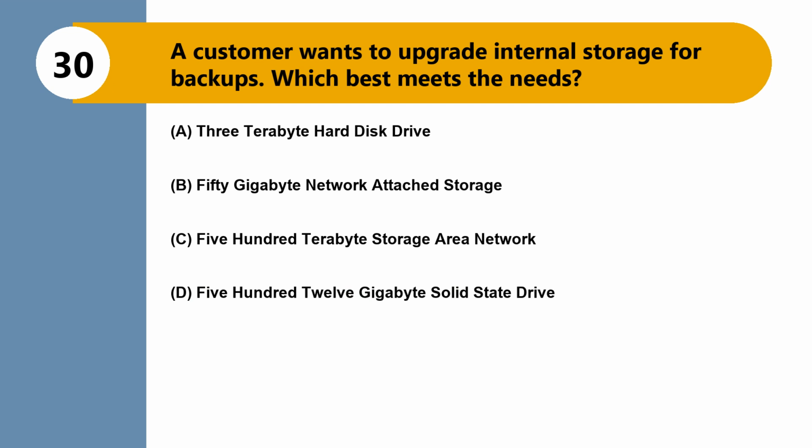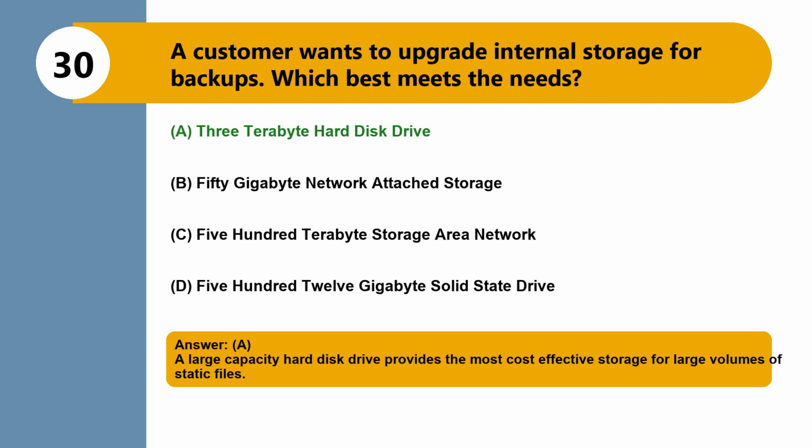Question 30. A customer wants to upgrade internal storage for backups. Which best meets the needs? Option A, 3 TB hard disk drive. Option B, 50 GB network attached storage. Option C, 500 TB storage area network. Option D, 512 GB solid state drive. The correct answer is option A, 3 TB hard disk drive. A large capacity hard disk drive provides the most cost-effective storage for large volumes of static files.